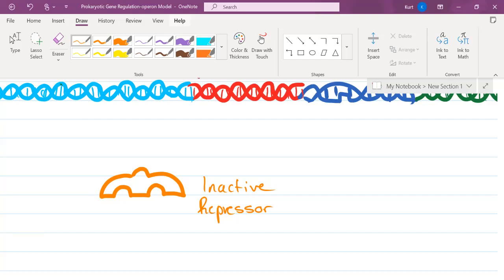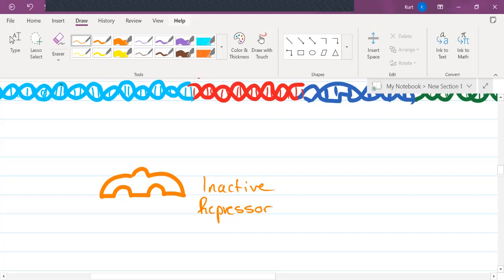So let's try this again. I'm active. What is he? Off. I'm inactive. What is he? That's how it goes. So, Reagan, the repressor is inactive. What does it say about the operon?